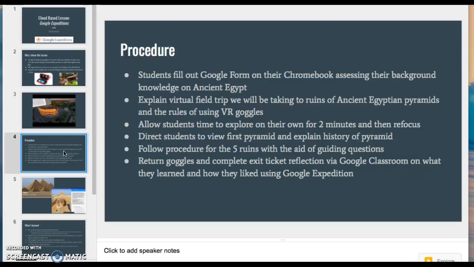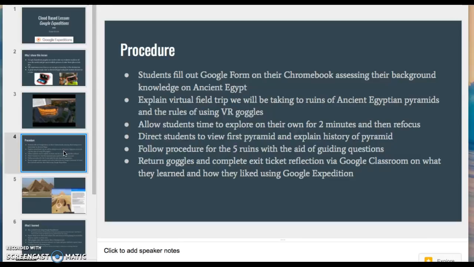I knew that they were familiar with terms like pyramids and ruins, but it was just a way for me to assess and to get their brains thinking about these different types of terms. And then after they filled out their Google form, they closed up their Chromebook, and I basically started to explain the virtual field trip that we were going to be taking today, which obviously piqued their interest, and they were all very excited and perked up when they heard that.